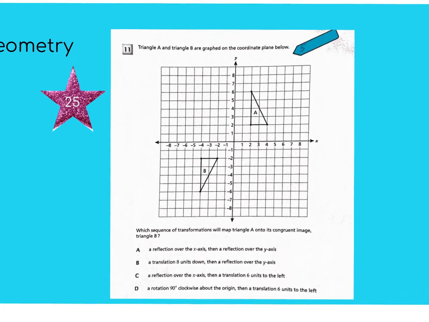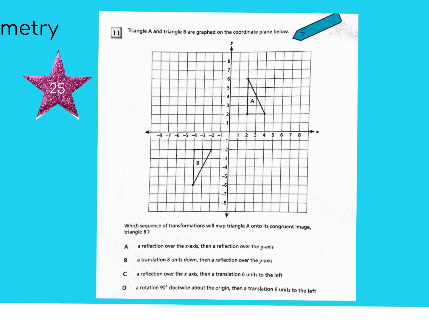Okay, so this time they actually give it to us mapped, and they're saying which one is going to take and move triangle A, so triangle A is in red, onto its image, which is triangle B. So which one is going to make us go from A to B? So let's start to play around.